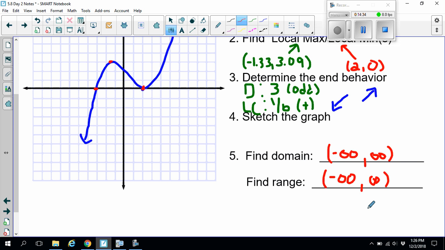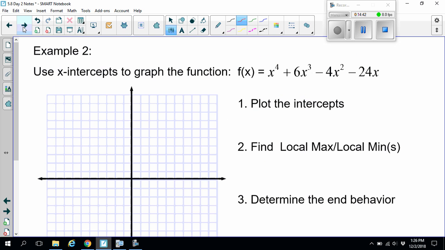And then that's how you graph a polynomial function and find the domain and range when it's in factored form. So our next example, we're going to do the same things, but now notice the type of form our polynomial function is in. It is actually now in standard form. Because it's in standard form, we will now have to use the graphing calculator to find both our x-intercepts and our local mins and max.